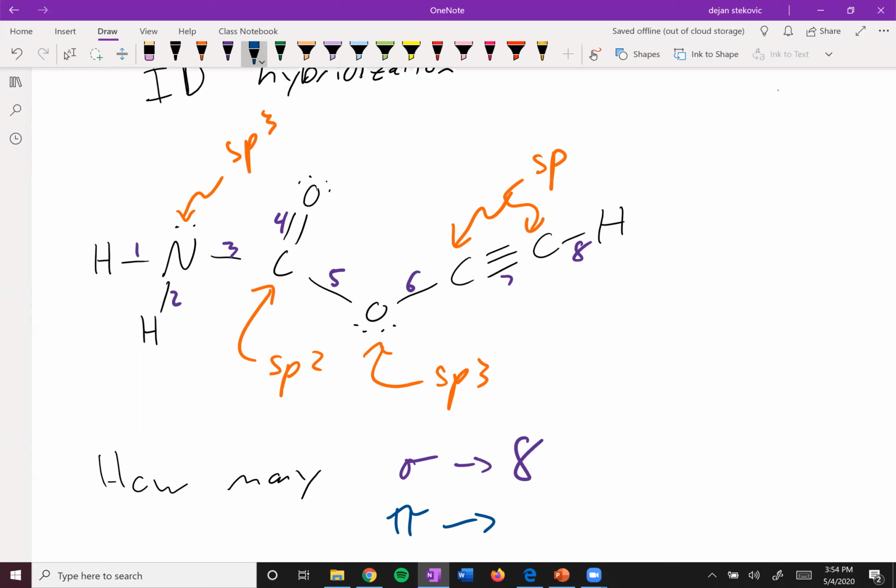And then pi bonds are your double and your triple bonds. So there's 1 right here from this C double bond O, and then 2 and 3 from this C triple bond to this other carbon. So there's 3 pi bonds.